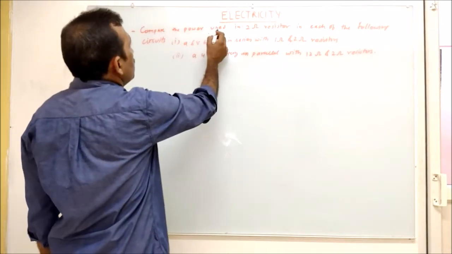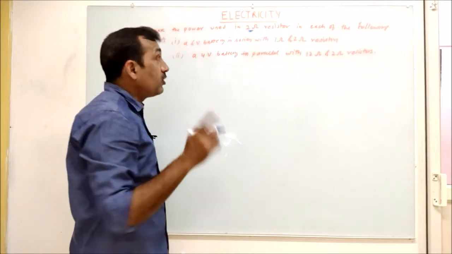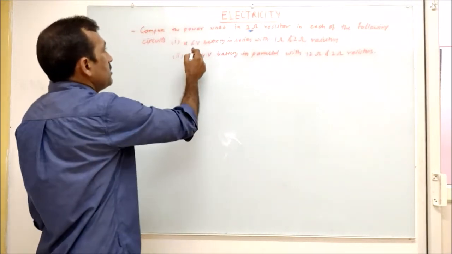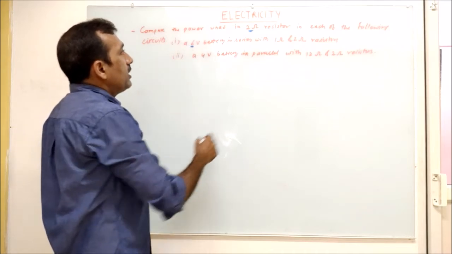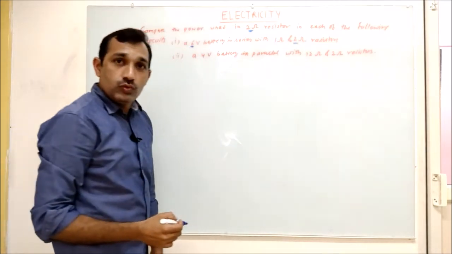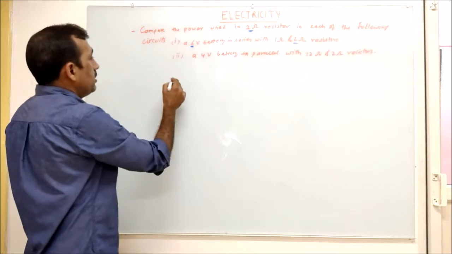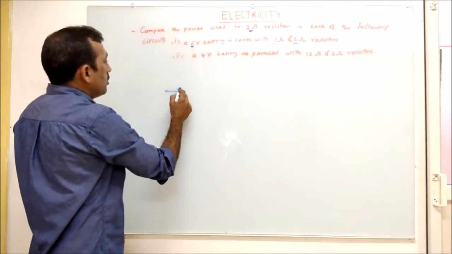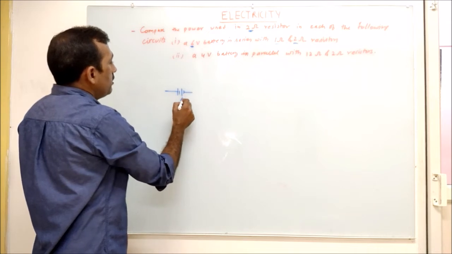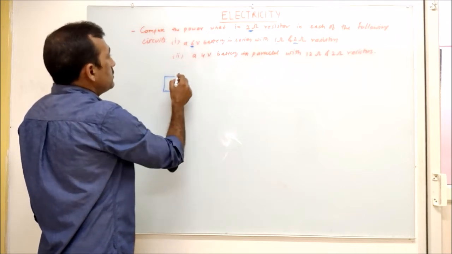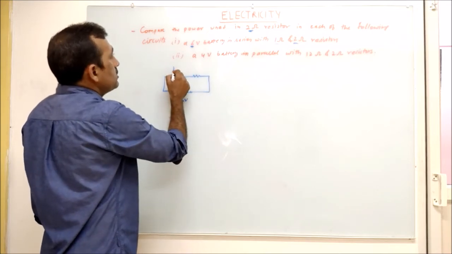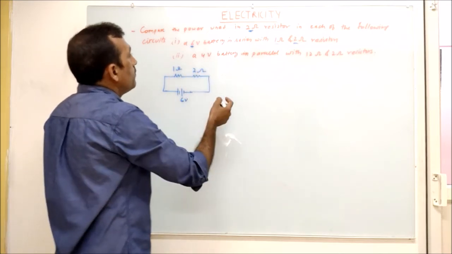So compare the power used in 2 ohm resistors. Remember, 2 ohm resistors only in each of the following circuits. In the first, we have a 6 volt battery in series with 1 and 2 ohm resistors. So let me make this circuit. There is a 6 volt battery in series with, so everything is in series, 1 ohm and 2 ohm, right?